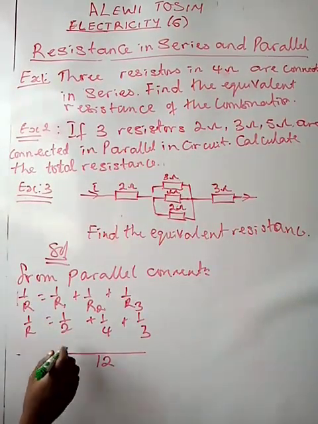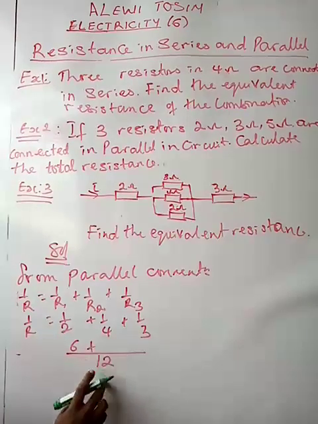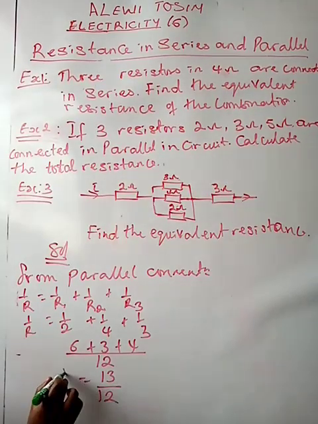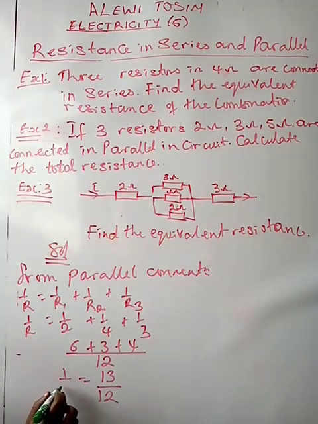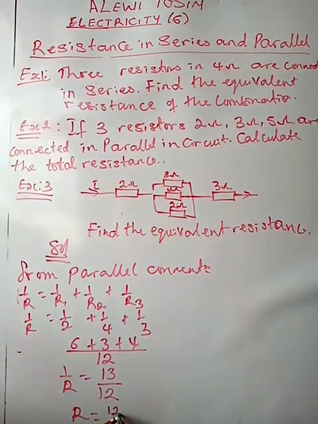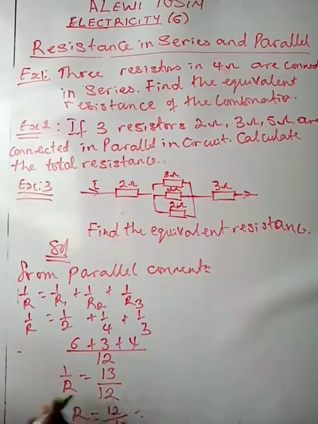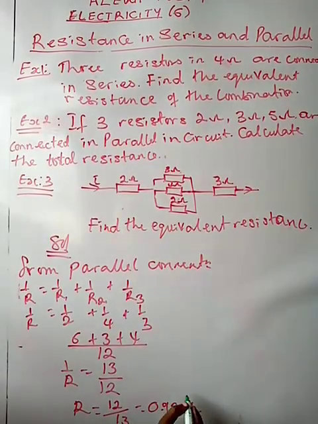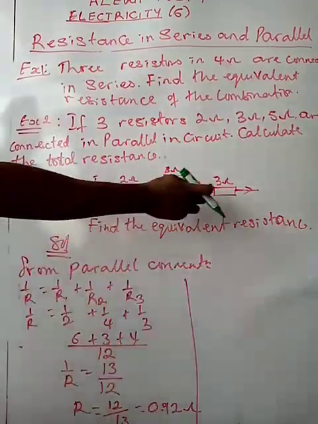2 in 12 is 6. 6 times 1, 6. 3 times 1, 3. 4 times 1, 4. So we have 13 over 12. So our 1 over R is 13 over 12. Now the reciprocal of this will give us 12 over 13. Now 12 over 13 will give us 0.92 ohms. Now solve it in series with this.